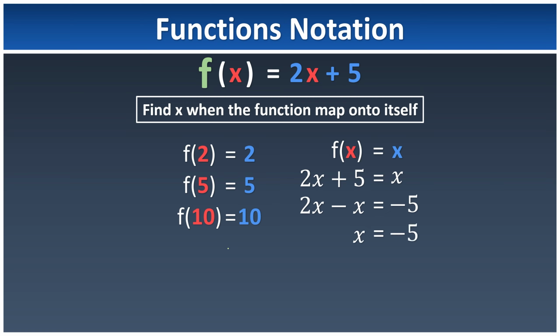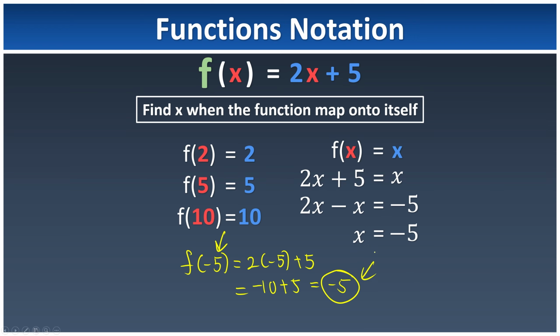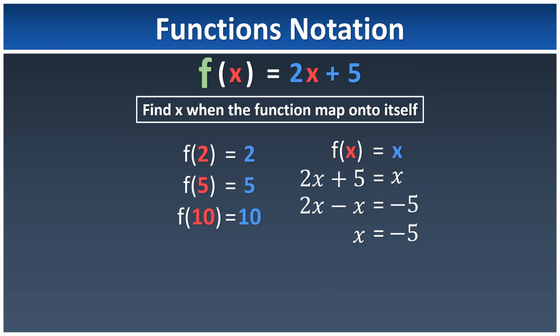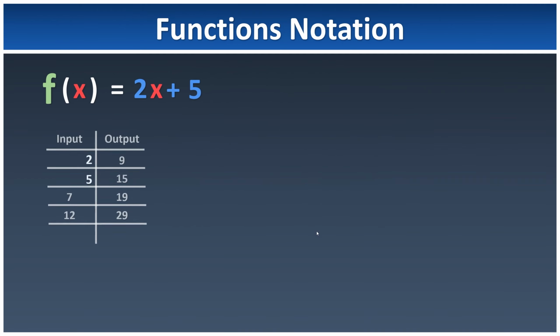Just for verification, we try to put -5 as our input. So we process it and see whether indeed the image is the same. So we have -10 plus 5, and yes, indeed we have the answer as -5, which means the object is the same as the image. This is what happens when we say the function maps onto itself.